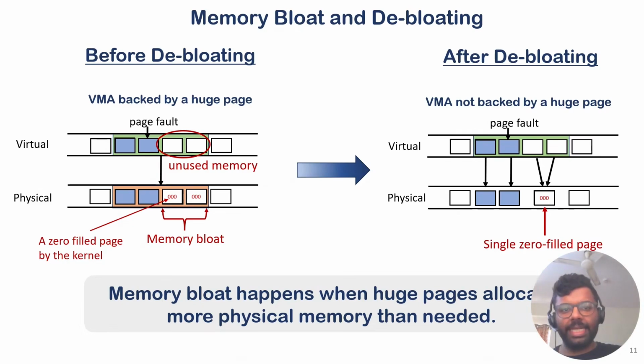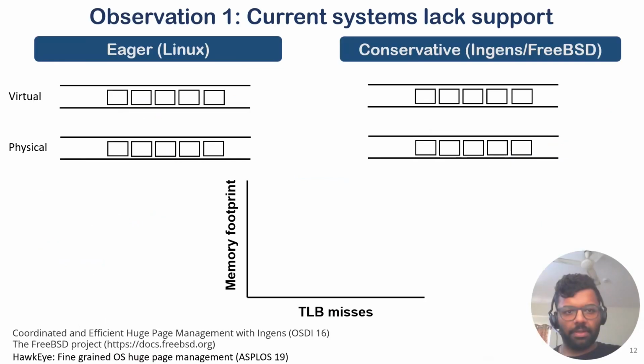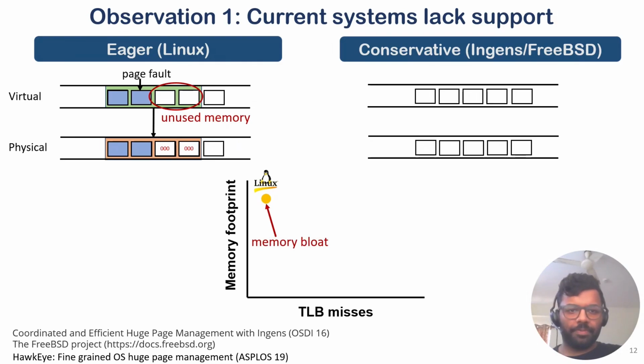Next, we will see how existing systems deal with memory bloat. Linux is both greedy and aggressive in its memory management. It employs a first touch policy for huge page allocation, where physical huge pages are allocated upon the first page fault. While this approach helps reduce TLB misses, it does so at the cost of reserving entire regions of memory for processes that may use less than a full huge page, leading to memory bloat.